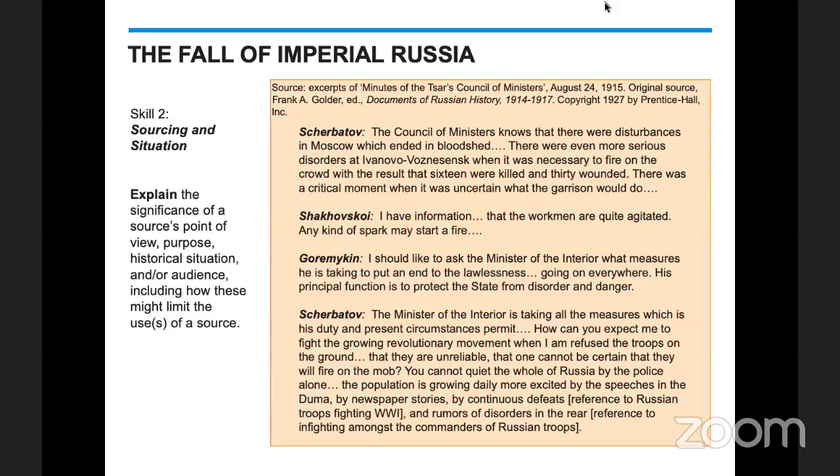The Minister of Interior is taking all the measures which is his duty and in present circumstances permit. How can you expect me to fight the growing revolutionary movement when I am refused the troops on the ground, that they are unreliable, that one cannot be certain that they will fire on the mob? You cannot quiet the whole of Russia by the police alone. The population is growing daily more excited by the speeches in the Duma, by newspaper stories, by continuous defeats and rumors of disorders in the rear.